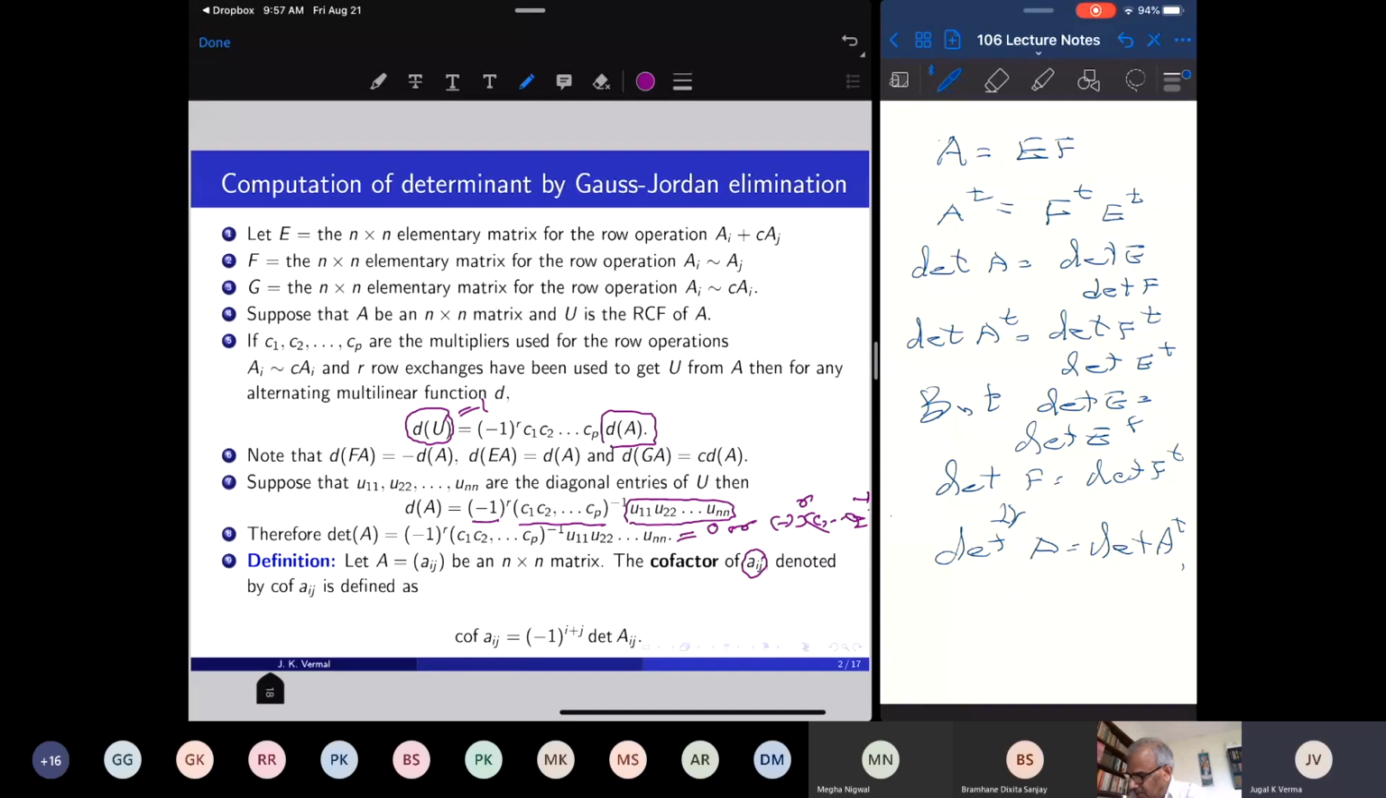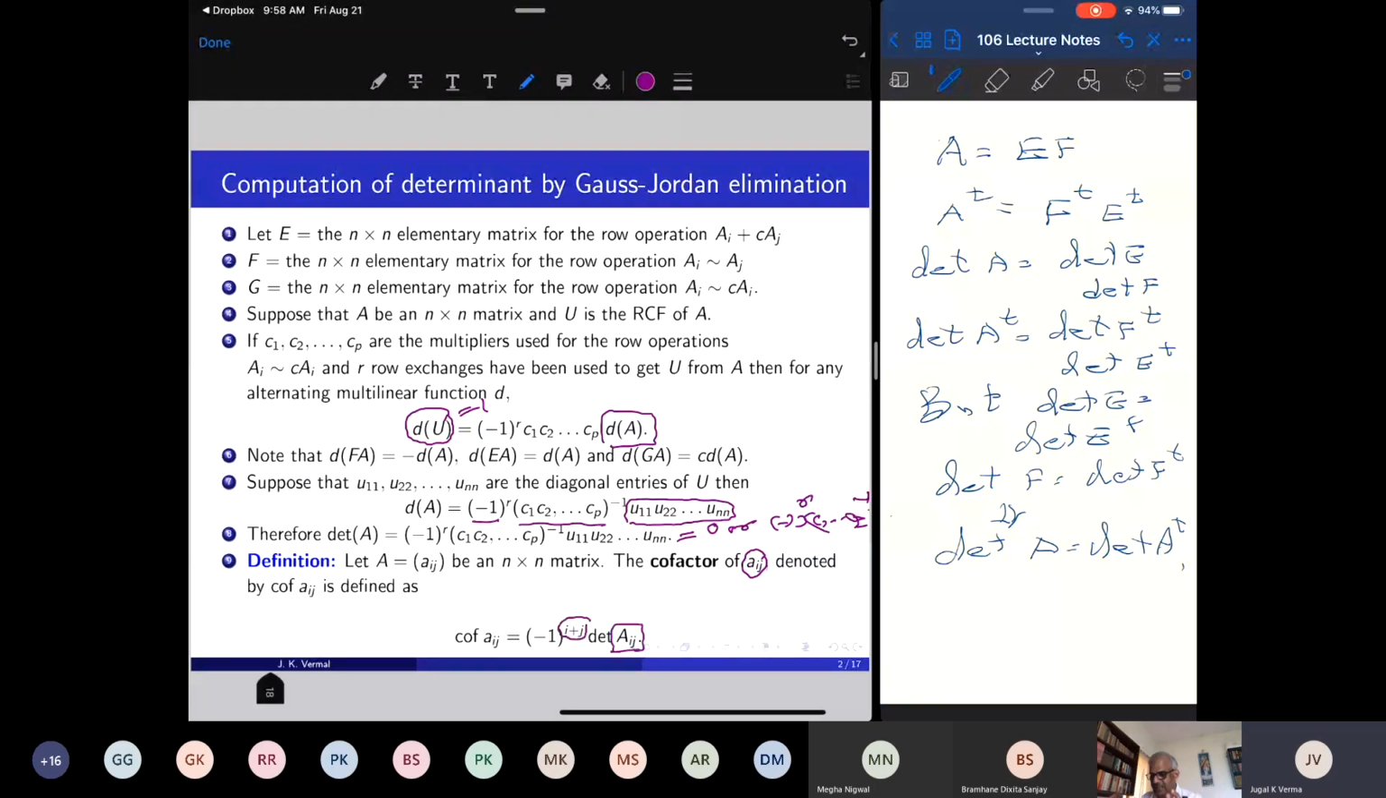So I define the cofactor of the ijth entry aij. The cofactor is a signed determinant. The sign is -1 to the power i plus j, where ij is the locator of the entry, and you multiply this by the determinant of Aij. Aij is the submatrix of A obtained by removing the ith row and jth column.